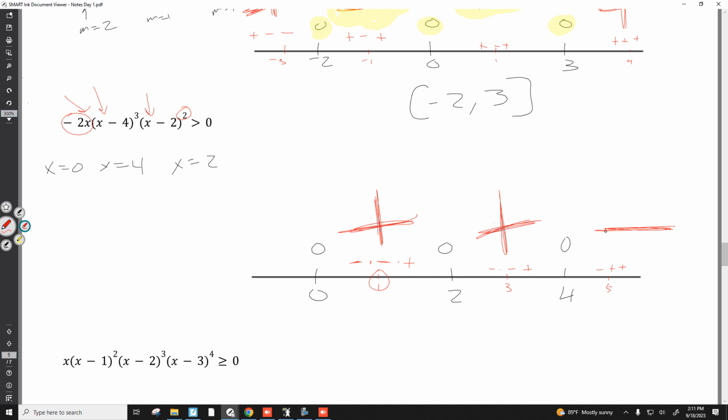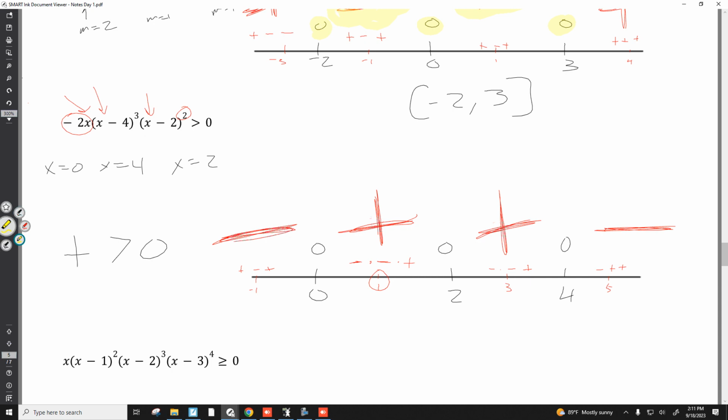Negative 1 minus 4 cubed, good. Negative 1 minus 2 squared, good. What do you got? Positive times a negative times a positive is? Yeah, right? Let's do 2 at a time. Okay, great. Now, don't forget, positive things are bigger than 0.